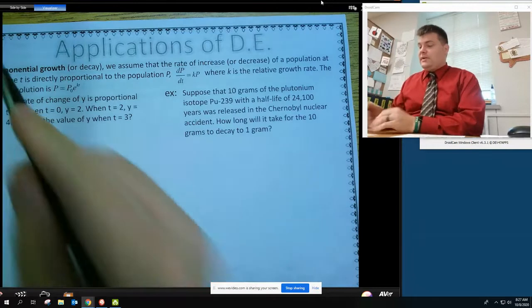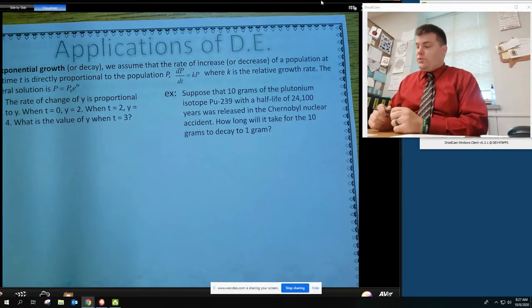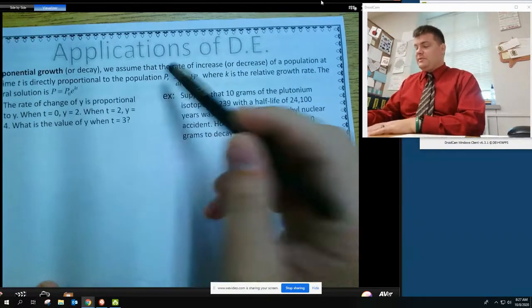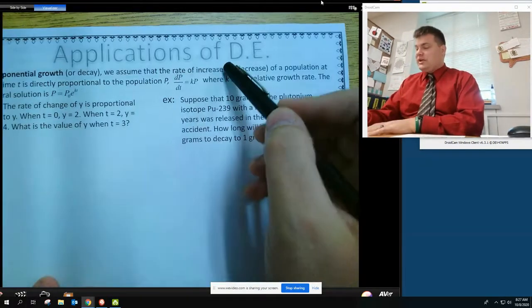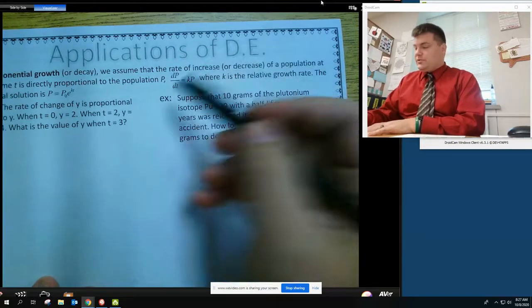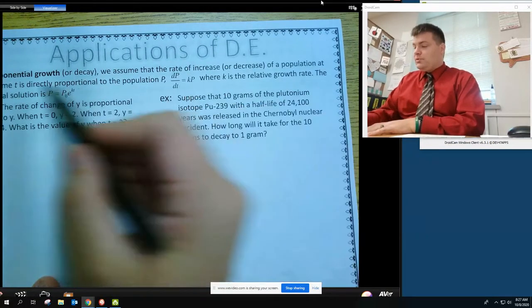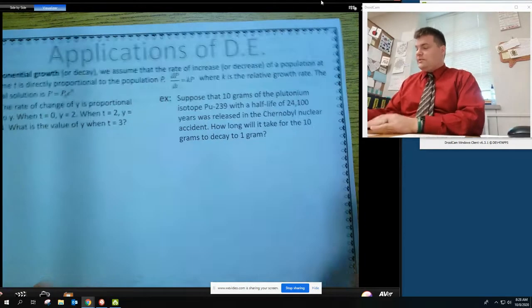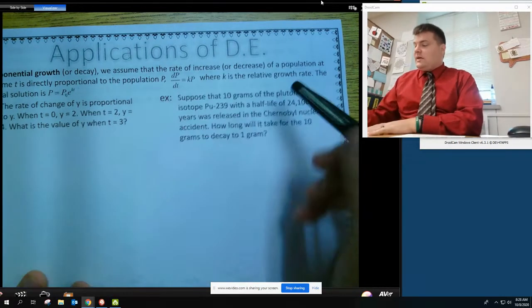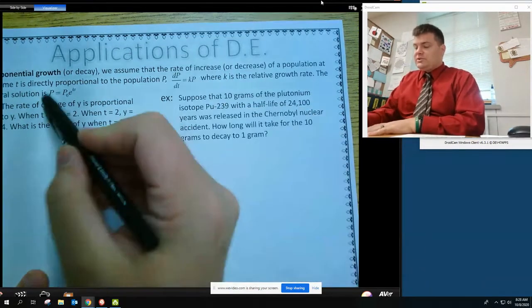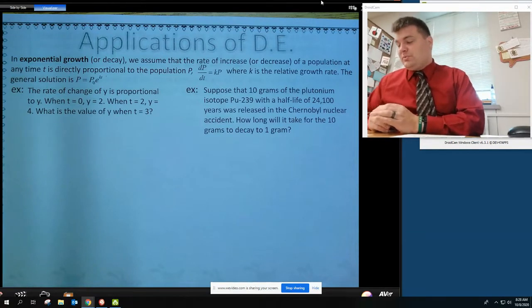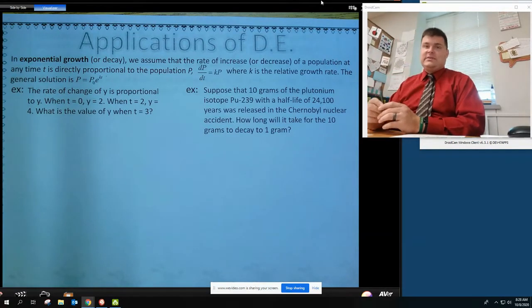For this first one, in exponential growth or decay, we assume that the rate of increase or decrease of a population at any time t is directly proportional to the population p. What that means is that the rate of change, dp/dt, is directly proportional, which means we're going to have k times p, where k is a relative growth rate. If you were to solve for this, you would get the formula you have seen before in pre-calculus or algebra 2: p equals p naught e to the kt.